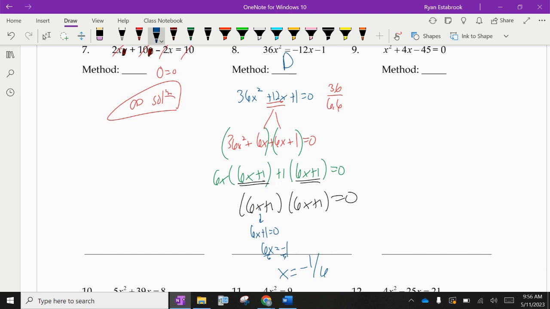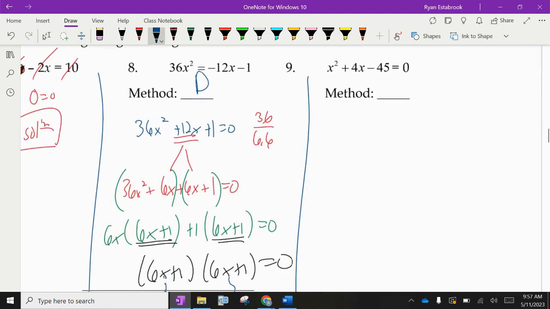And then because the second factor is exactly the same, what solution do you think you would get out of that if you solved it? Same thing. So you can write it twice. You don't have to. It's just x is negative 1/6. When there's an equal sign, get it equal to 0, factor, and then solve it. All right, last problem.